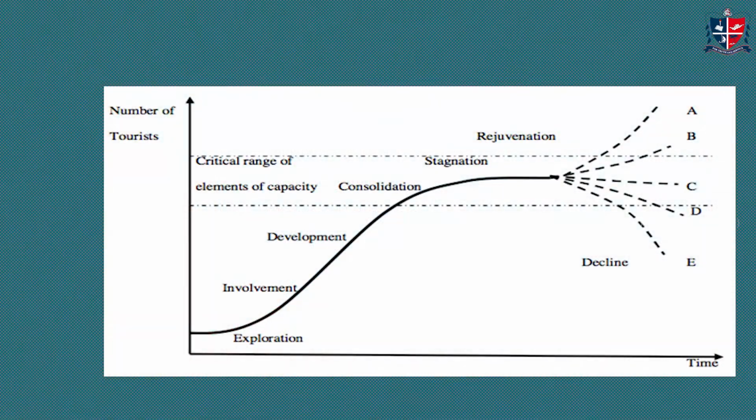This is a graphical representation of the tourism area life cycle model where the x-axis represents time and the y-axis represents the number of tourists. Here you can see the first stage of the attraction begins from the exploration stage, then it moves on to the involvement stage, development, consolidation, stagnation, and after the stagnation stage, it either goes into the decline stage or into the rejuvenation stage.